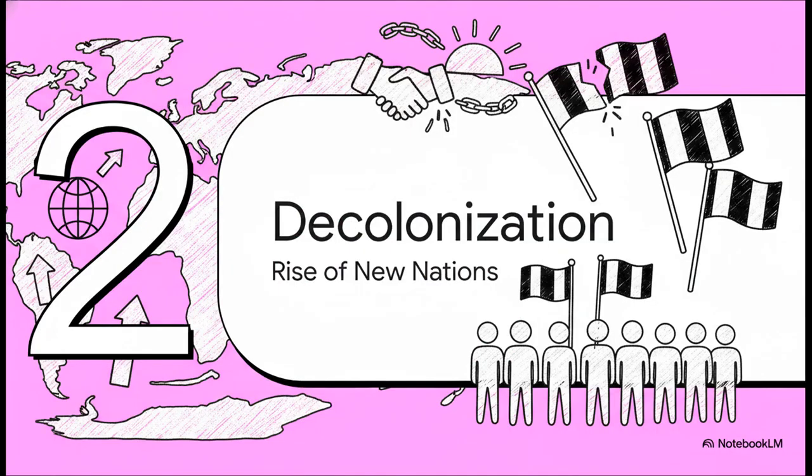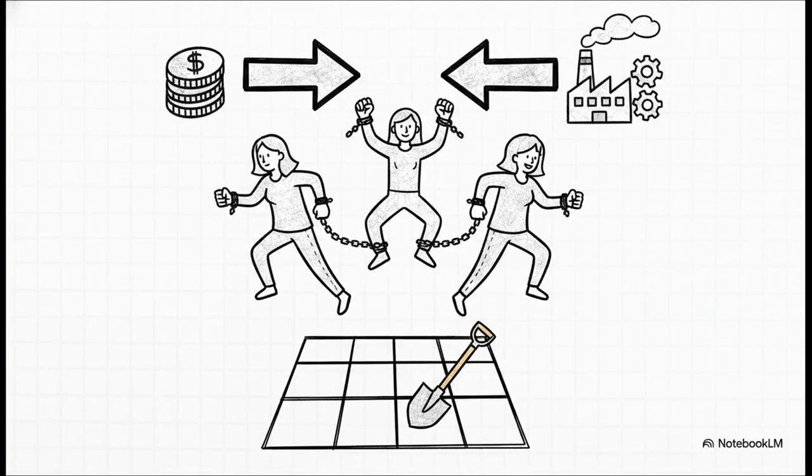Chapter 2. Decolonization and New Nations. So while the superpowers were playing this massive global chess game, new nations were grappling with their own identities on a much more micro level. During this era, a really powerful spark of nationalism led dozens of nations to finally seek independence. But here's the catch. Once independent, they were almost immediately forced to choose an alignment, capitalist or communist.